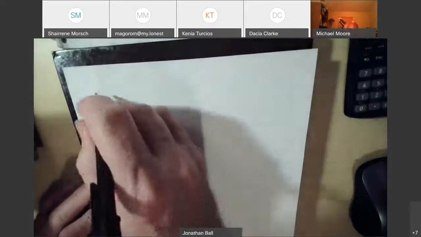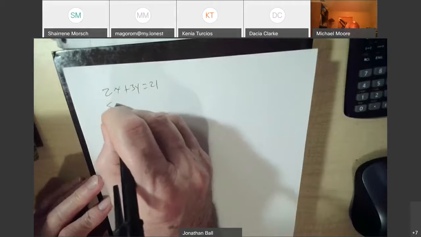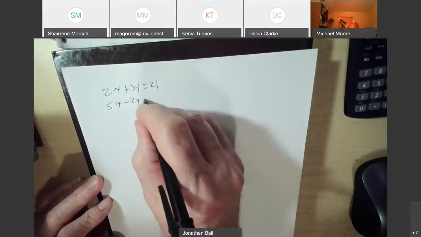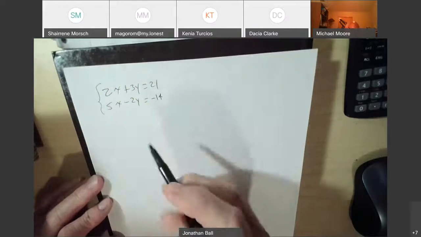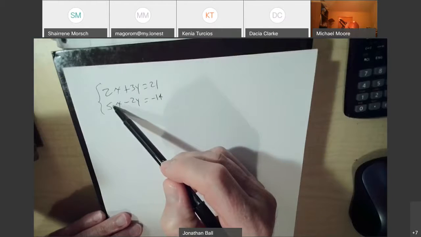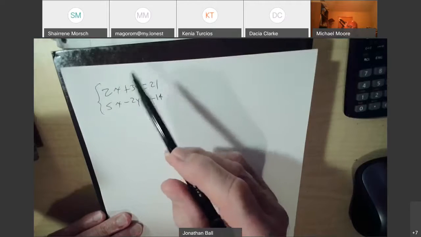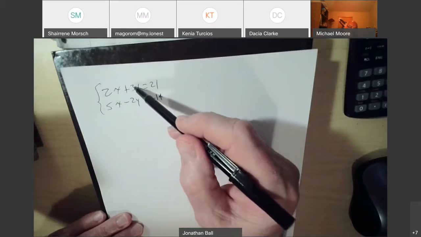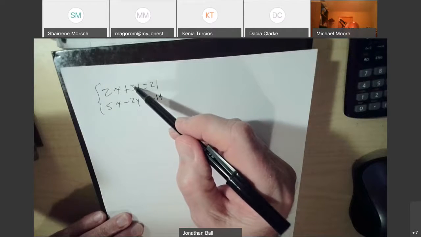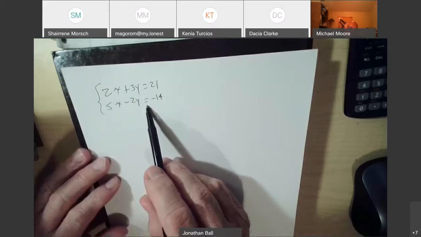Okay, now here's one. This is as difficult as these problems get. If we have 2x plus 3y equals 21, and we have 5x minus 2y equals negative 14. Now, what can we multiply or divide by 2 to get it to 5, or negative 5? Nothing. There are no whole numbers. We can multiply by 2.5, but who wants to do that? But is 2 a factor of 3? No. So what we're going to have to do is multiply something times both equations to get it to eliminate one of the variables.